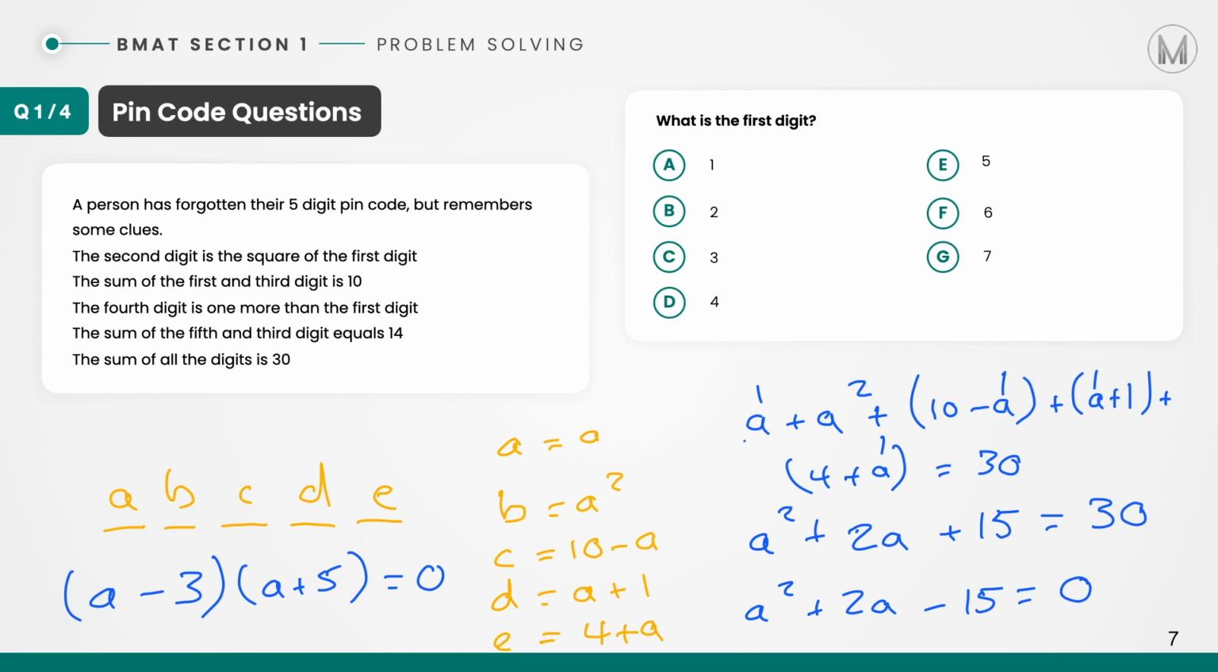You can see how algebra can be a really powerful tool with these questions and can really help you sort through in order to fully understand the question. So the correct answer here was 3.